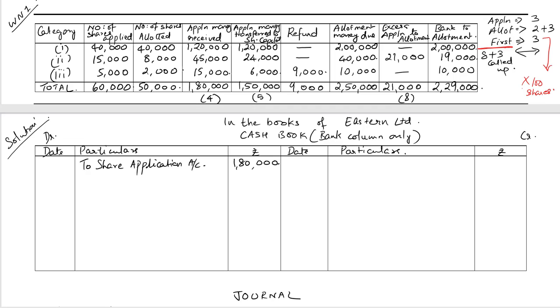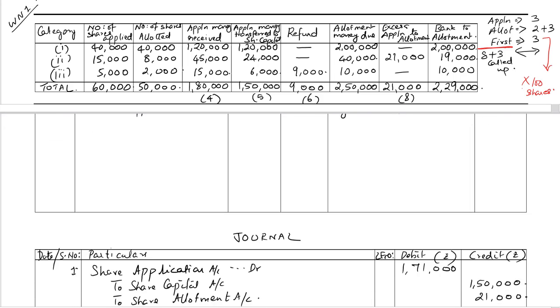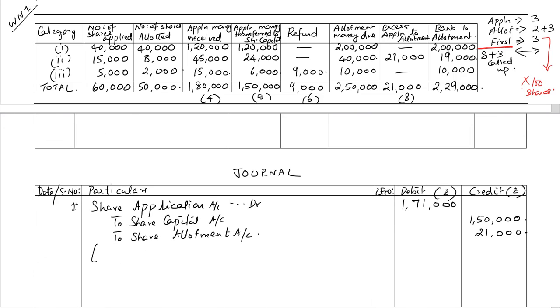The amount refunded, it's a cash transaction and therefore it has to be entered in the cash book. So its journal entry is share application account debit to bank. So on the credit side of the cash book, by share application account, for the amount refunded, which is the amount of the sixth column, 9,000 rupees. Narration, share application money utilized.